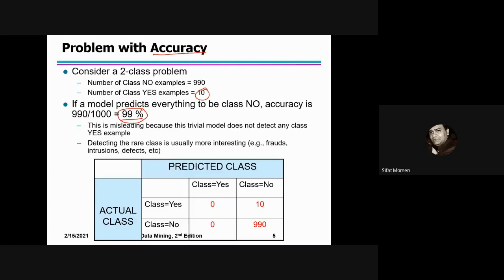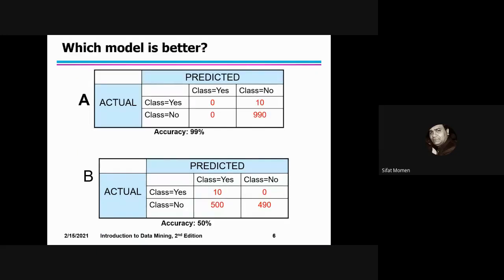Yes, sir. Okay, so that would mean that we have to look at something else. Here is an example. Let's say we have two classifiers, classifier A and classifier B. Now look at this one. In classifier A, 990 samples are actually no, and they are correctly classified as no. And 10 of them are actually yes, but incorrectly classified as no. And your model prediction accuracy would be 99%.